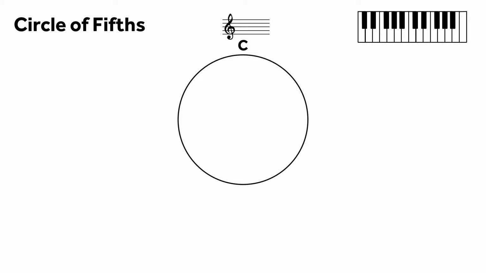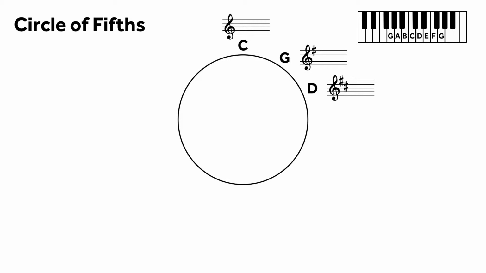Moving one position clockwise ascends by a fifth, or 5 letter names: C, D, E, F, G. Thus, G major is the next key in the circle of fifths and contains 1 sharp in the key signature. Moving to the next position in clockwise order ascends a fifth from G: D, G, A, B, C, D. Thus, D major has 2 sharps in the key signature.